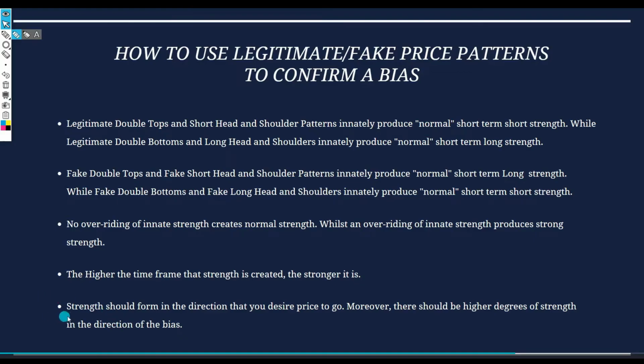Okay, so strength should form in the direction that you desire price to go, and moreover, there should be higher degrees of strength in the direction of the bias. Okay. Alright, so we'll go through this again. So let's say there's a bias on the higher time frames. So let's say we had a daily short bias. So the main stop loss level will be right here, while the main target will be right here.